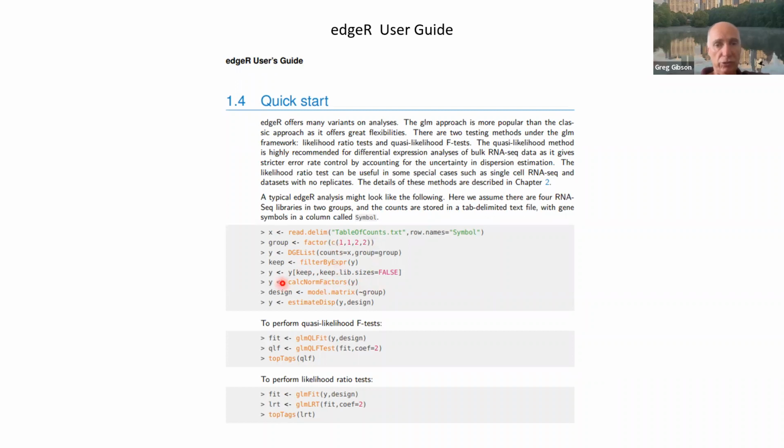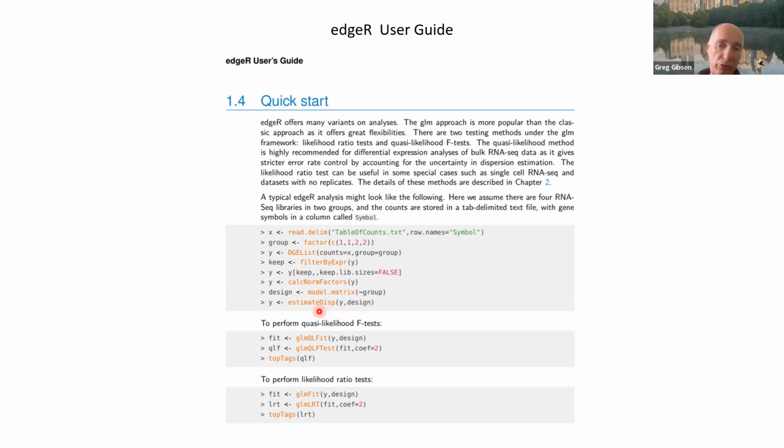There's a normalization step. I won't go into this now, but it's going to calculate a factor that normalizes the data appropriately. So adjusting for outliers is one thing it does. We'll talk a little bit about that. And then you specify your model, and then you estimate the dispersion parameters, so how much the variance is within and among groups and treatments.